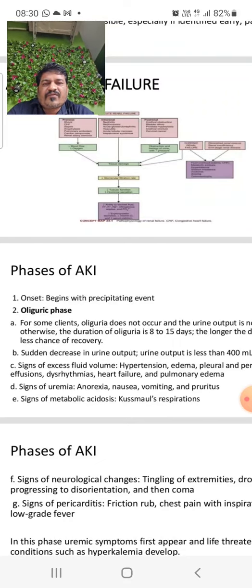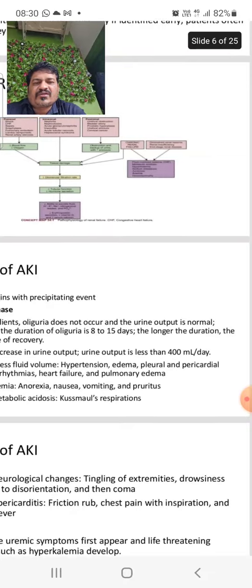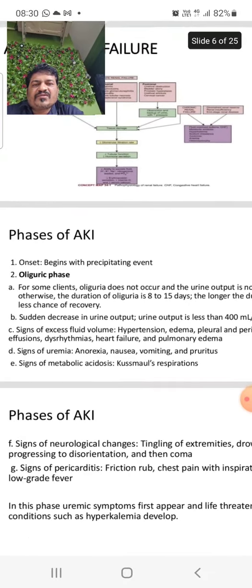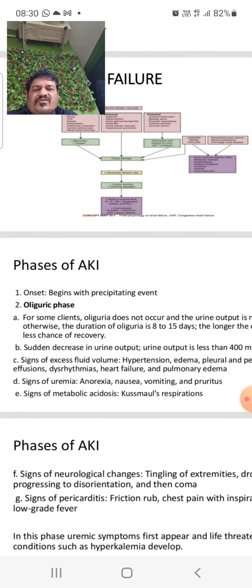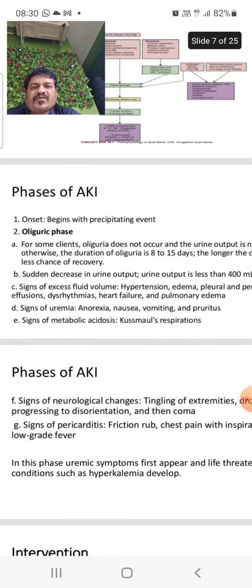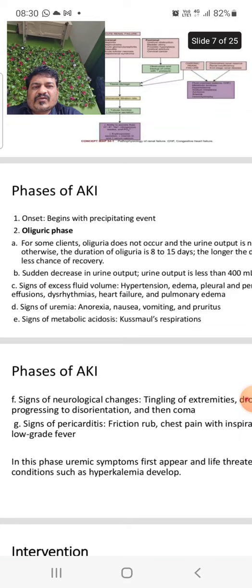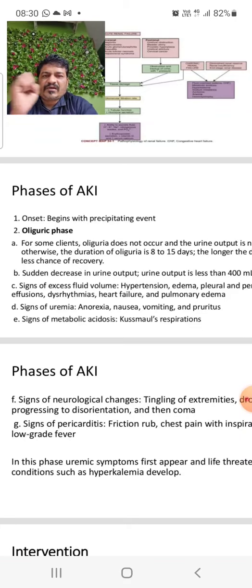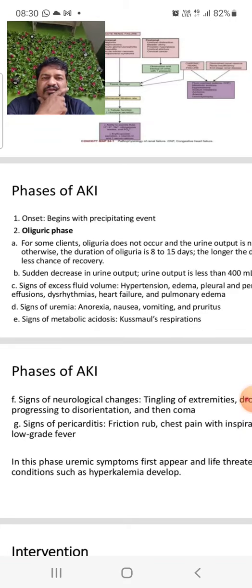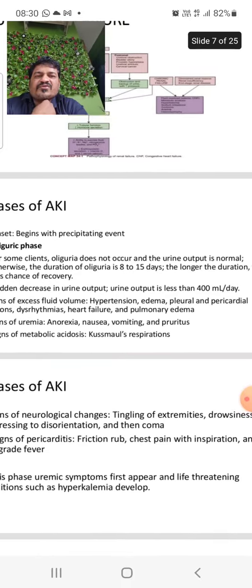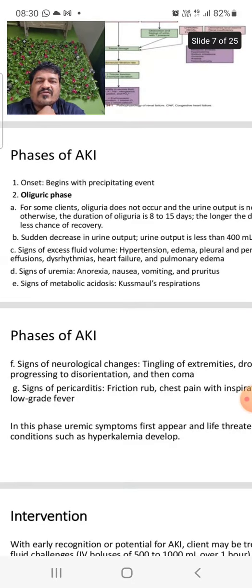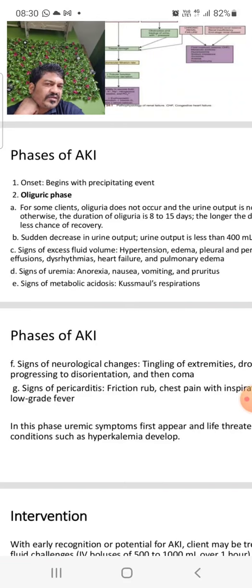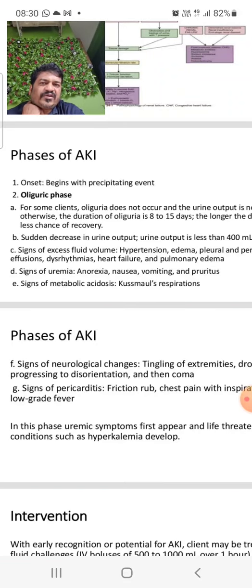For some clients oliguria does not occur and the urine output is normal. Otherwise, the duration of oliguria is 8 to 15 days. The longer the duration, the less chance of recovery. This is the oliguric phase, where the duration of oliguria is 8 to 15 days. The patient is not maintaining the urine output at that time. There is very little chance of recovery, and little chance of reversible kidney injury.